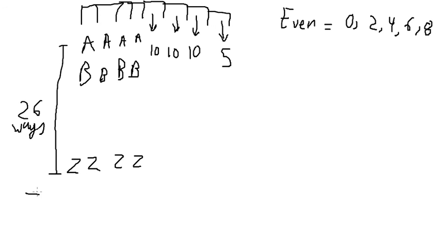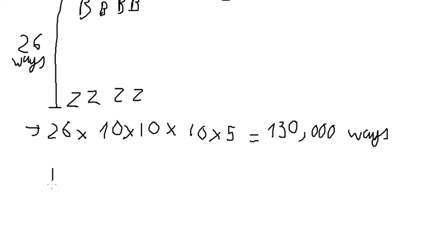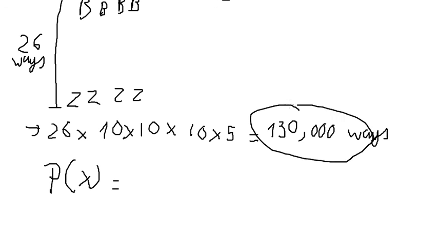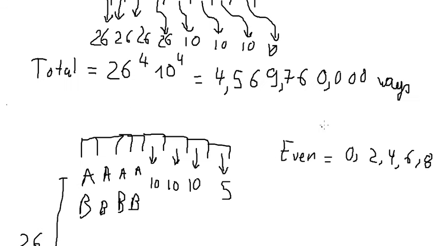Now we have 26 multiplied by 10, and number 5. We calculate this one in here, and you get 130,000 ways in here. And now we can find the probability. So we use this number in here. We divide by the total from here.